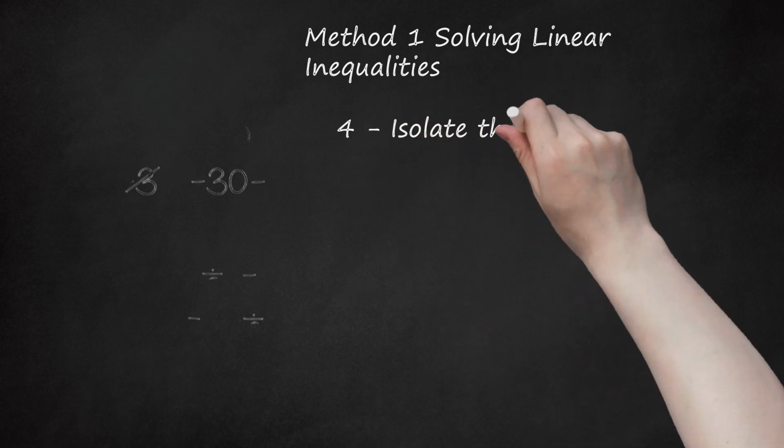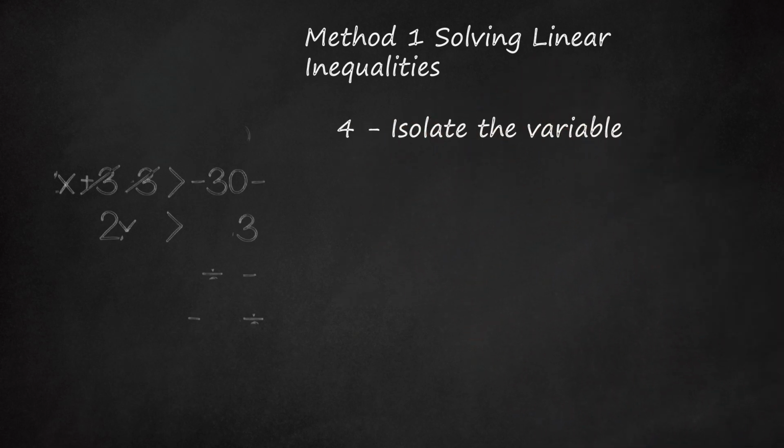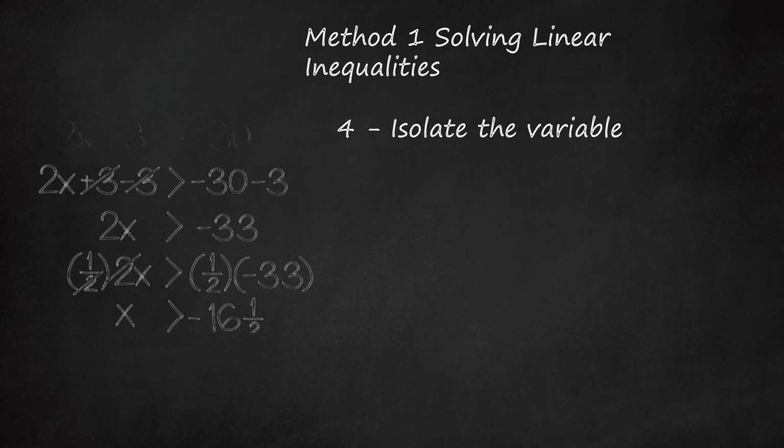4. Isolate the variable. In order to solve the inequality, the variable should be on one side, without coefficients or constants. Divide to cancel out coefficients, and add or subtract to remove constants. Once you have isolated the variable, you have solved the inequality.